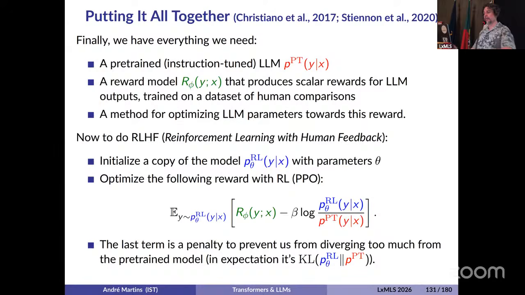So putting it all together, we now have everything that we need. We have the pre-trained LLM, and we can assume that it's already been instruction tuned with SFT, conditioned on some human answers, for example. Now you also have a new reward model that optimizes the Bradley-Terry loss that I showed in the previous slides. This model is going to produce scalar rewards for the LLM. And we can assume that we have a reinforcement learning method that optimizes the LLM parameters towards these rewards. If you have that, then we can do what's called reinforcement learning with human feedback.